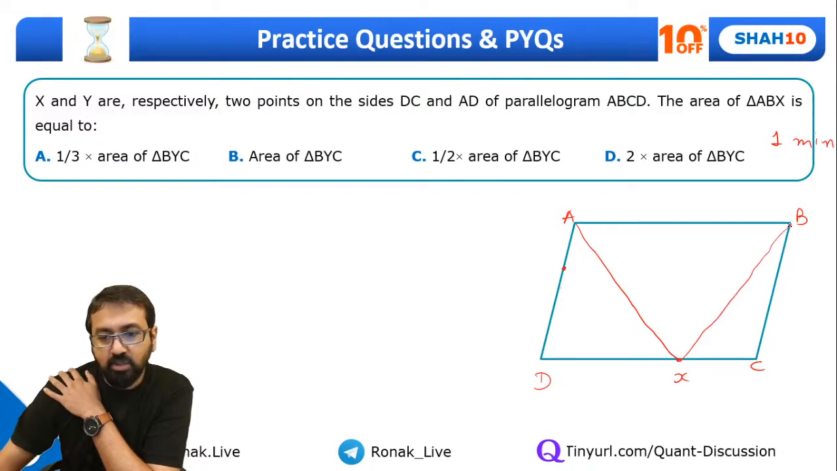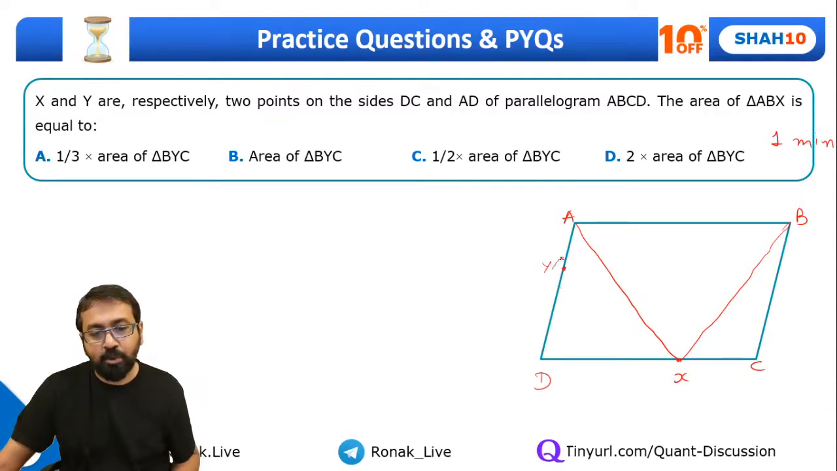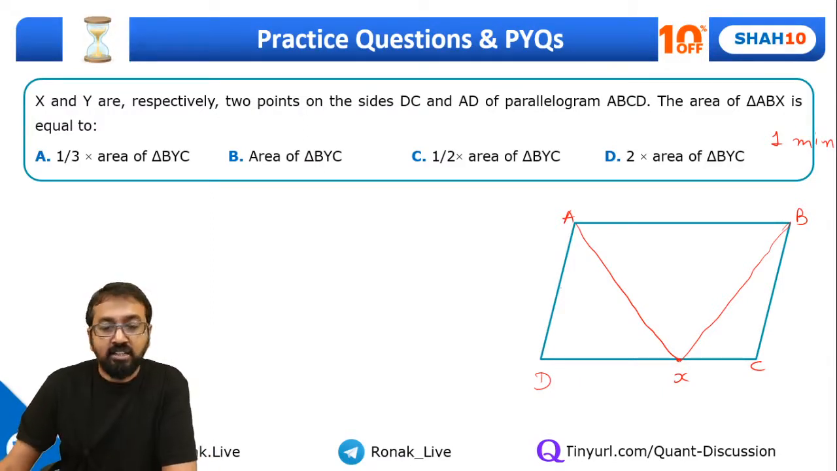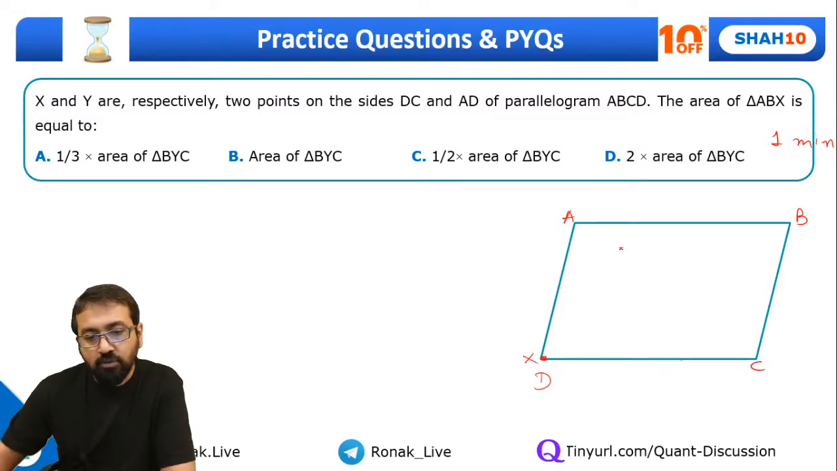actually we really don't need that point. We really don't need this Y point. We don't need to look at this, so forget about that. We just need to look at this point X. So what can you say about this area? Now guys, please understand, in such a question you could have taken this point X anywhere on DC. So why am I taking it over here? Instead, why can't I take that point very close to D? So now what will be the area of triangle ABX?